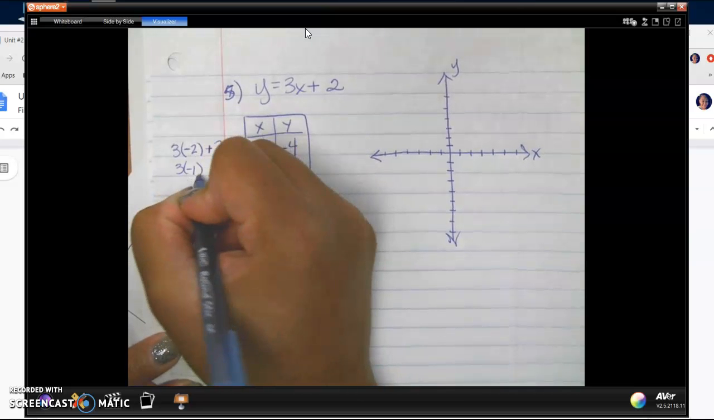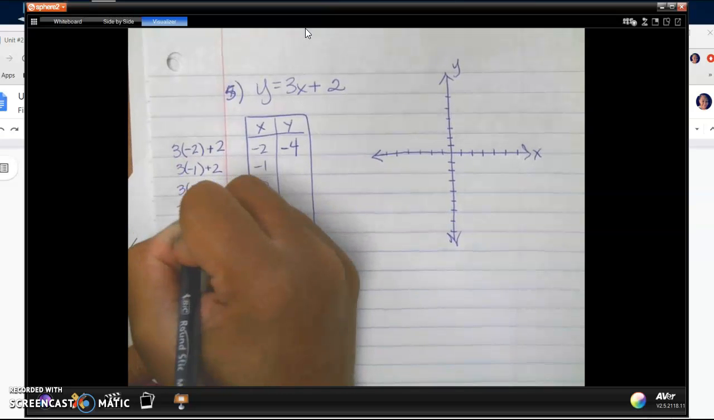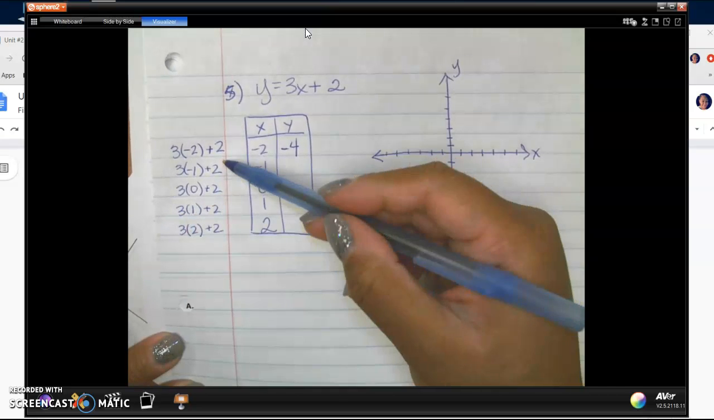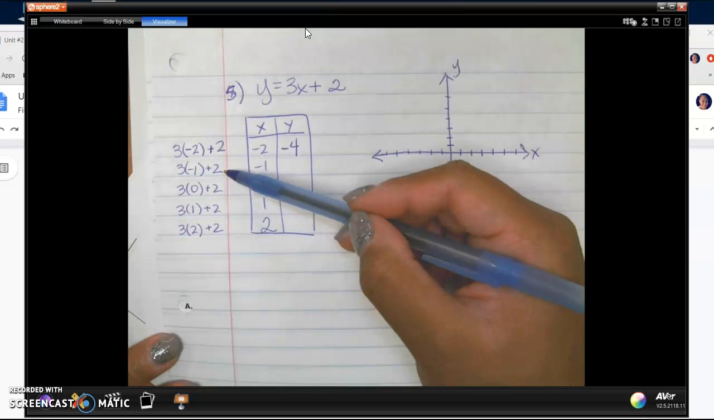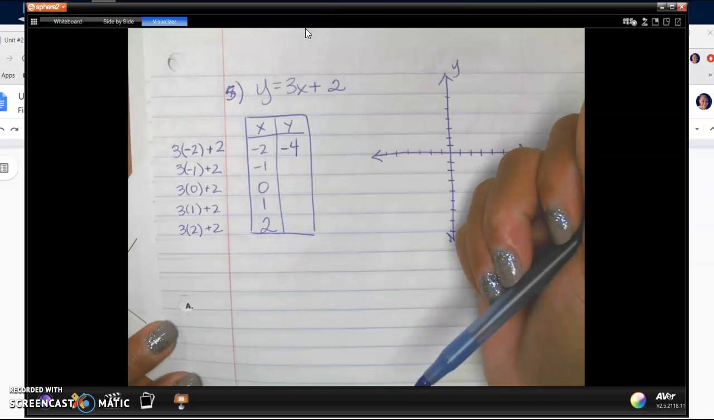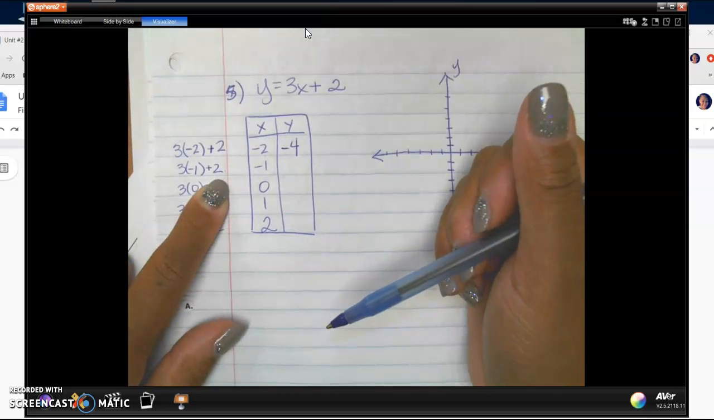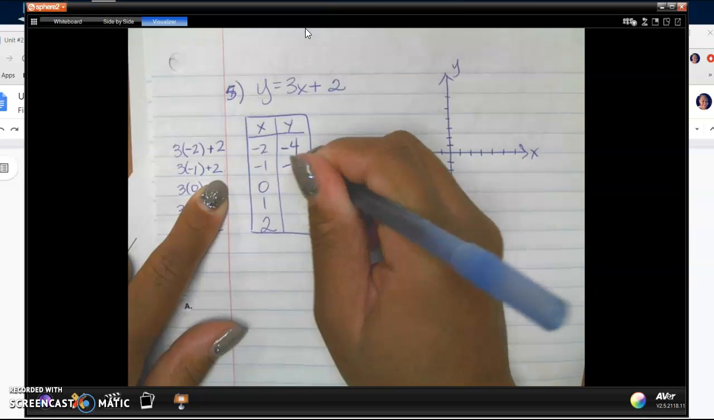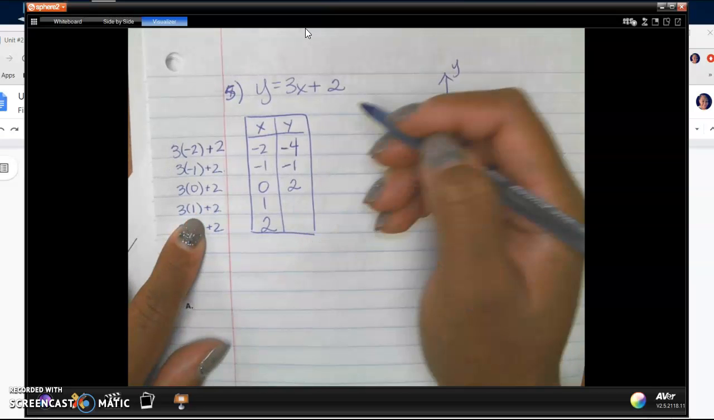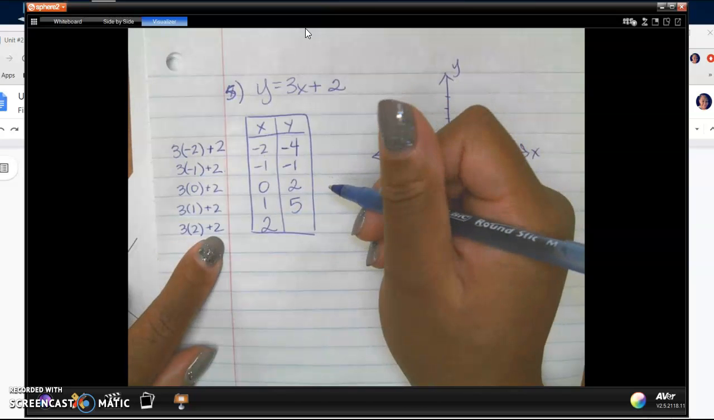3 times -1 plus 2. 3 times 0 plus 2. 3 times 1 plus 2. And 3 times 2 plus 2. These are all going to give me my values because this is what I'm doing to my term. So what's 3 times -1? -3 plus 2. -1. 3 times 0 plus 2. 3 times 1 plus 2. 3 times 2 plus 2.